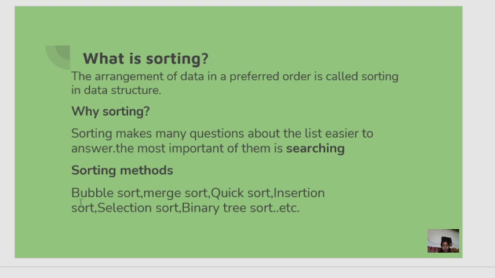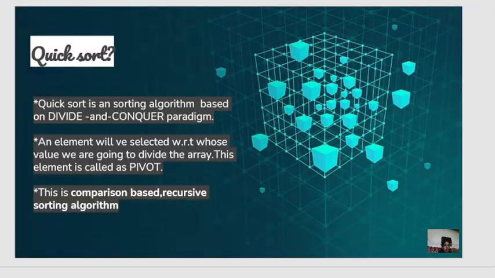So here are some sorting methods I have listed here. Bubble sort, merge sort, quick sort, insertion sort, selection sort, bucket sort and much more, but I have listed some of them here. So what is quick sort? Quick sort is an algorithm based on the divide and conquer rule.